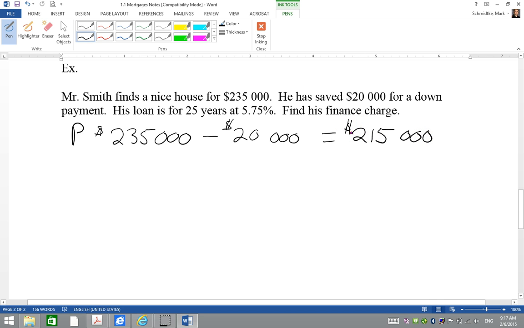Now the seller, they get all their money. They get the whole $235,000. $20,000 will come from Mr. Smith's account, and $215,000 will come from the bank's account.